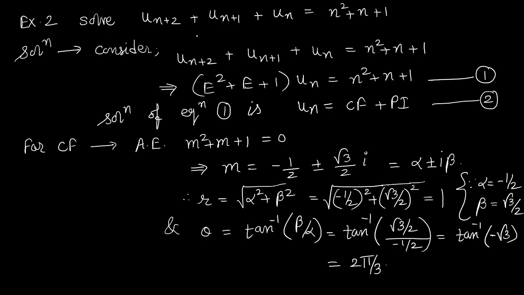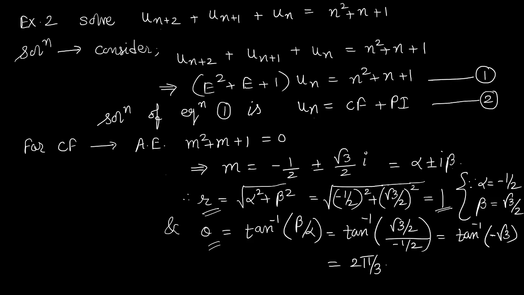Now, we discuss the second problem. Here, the given equation is converted in terms of E, then the solution is given by CF plus PI. We write down the auxiliary equation. The roots are imaginary in the form of alpha plus minus i beta. Now for this we have to find out r and theta values. Here r is the square root of alpha square plus beta square. Alpha is minus 1 by 2 and beta is root 3 by 2. Now substitute the values, we get 1.